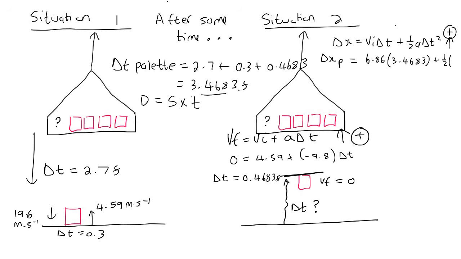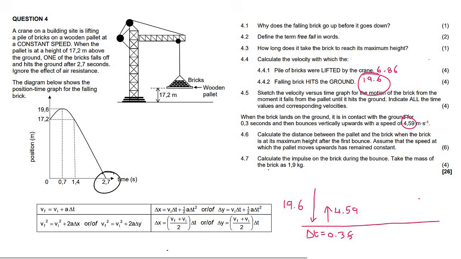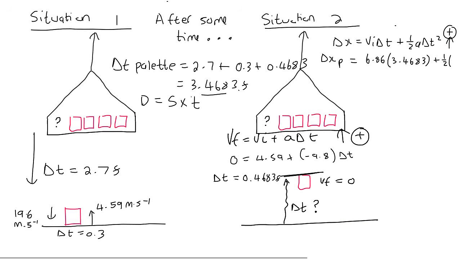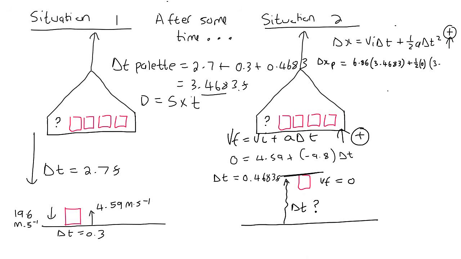Now the acceleration, this is the important part. The pallet is moving at a constant speed, so it does not have an acceleration. So this becomes a 0, and the time is 3.4683 squared. Now what's important is that this part here cancels out because it's 0. So what we end up with is that the displacement is this part here, which is your velocity multiplied by time, and that's what we said here.